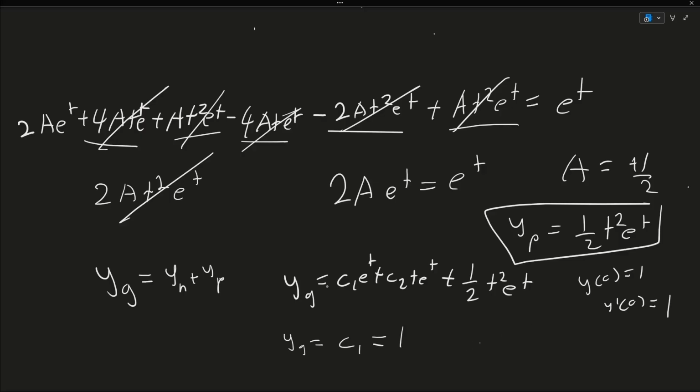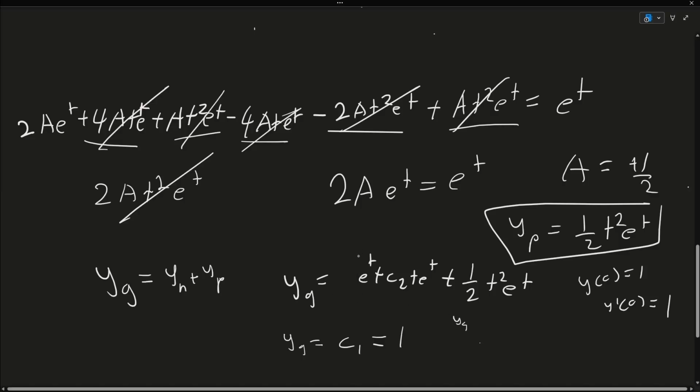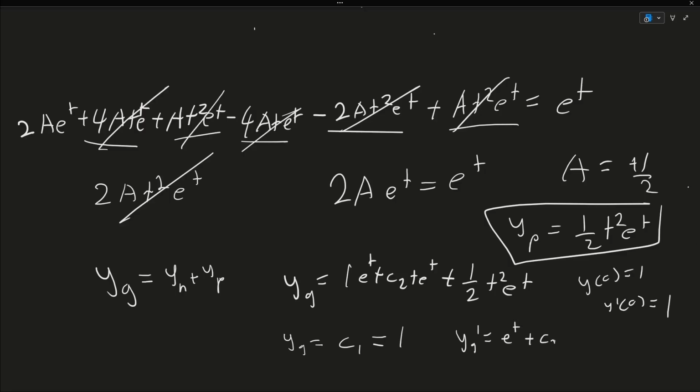Taking the first derivative, I'm just going to update this solution. Instead of c1 we're going to have just 1 here, so 1 e to the t. Okay, so now we can find the first derivative, and that's going to be e to the t plus c2 e to the t plus c2 t e to the t plus 2t e to the t plus t squared e to the t.